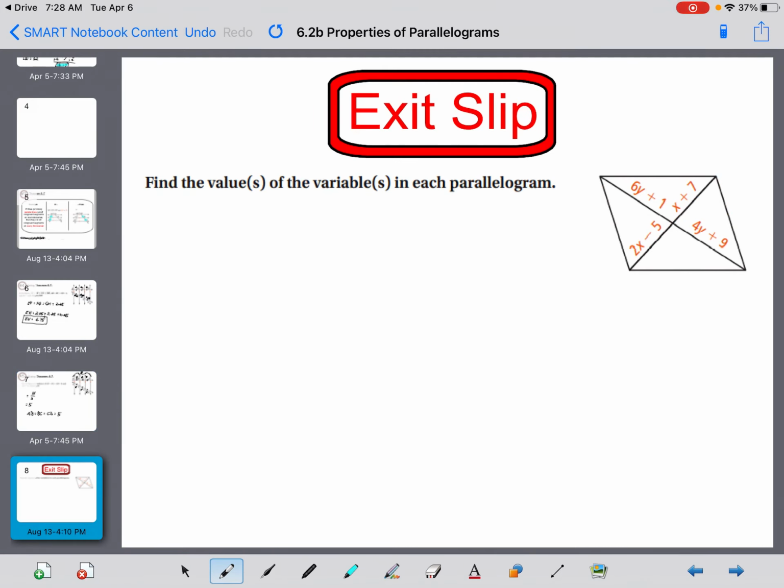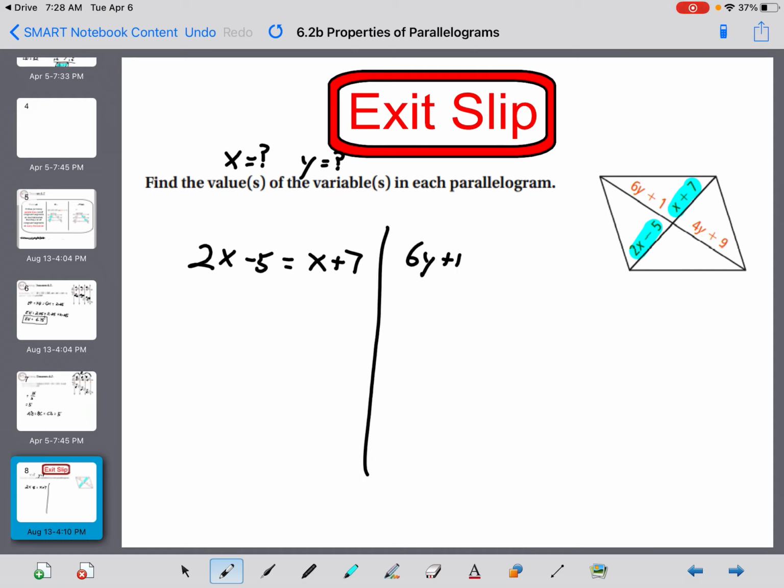All right, try your exit slip. Find the value of the variables in each parallelogram. We're trying to find x equals, and we're trying to find y equals. So let's set up our equations. 2x minus 5 equals x plus 7. And then we have 6y plus 1 is equal to 4y plus 9.